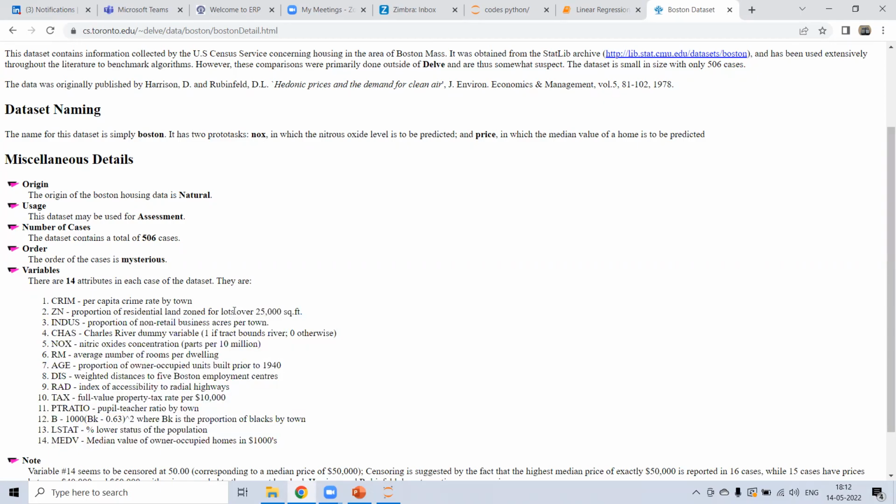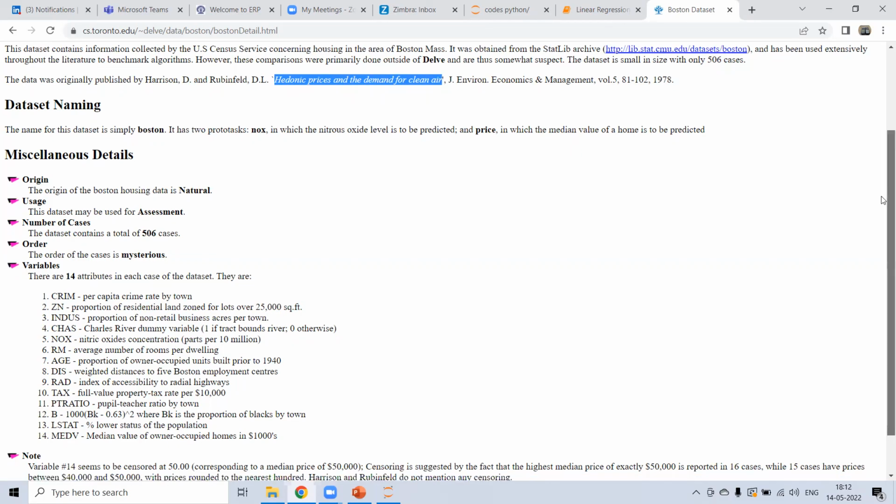Now I am trying to predict the median price, not the average price, of homes in that particular city. There are 506 cases, which means 506 cities. This data was originally published in "Hedonic Prices and Demand for Clean Air". So whether people actually look for clean air, and whether that has some financial component in residential pricing, is something we are focusing on.